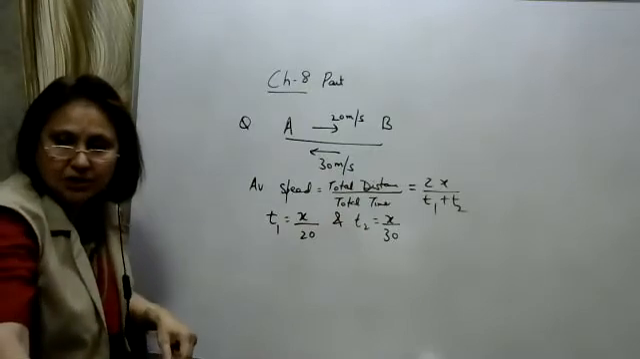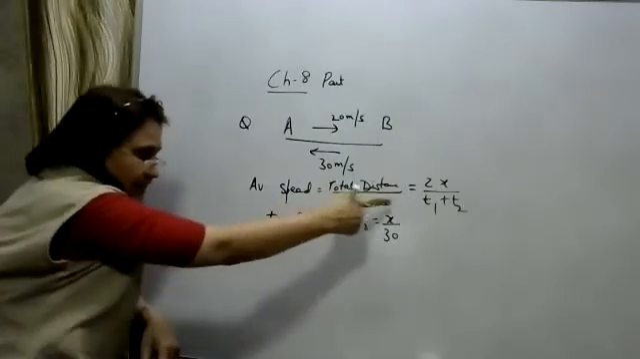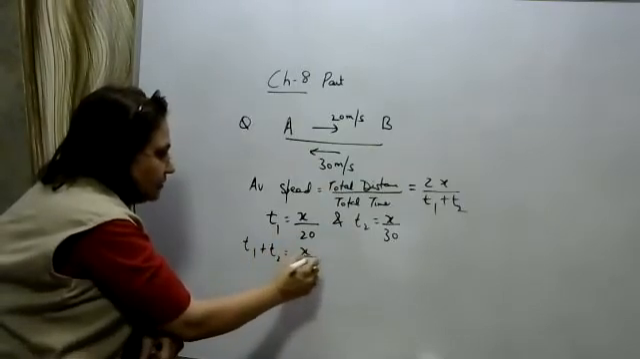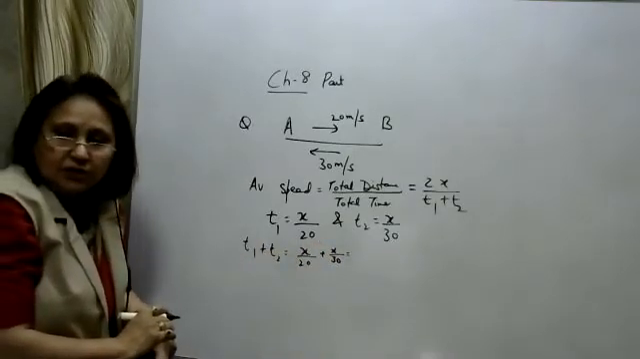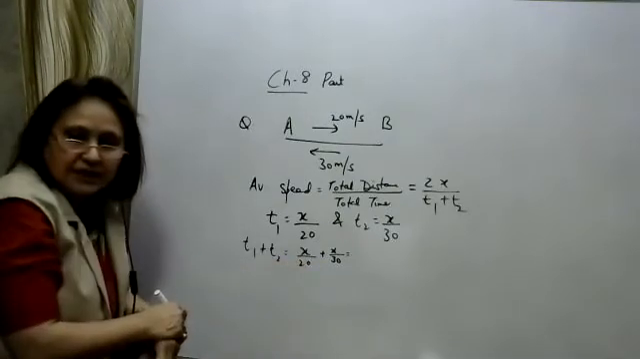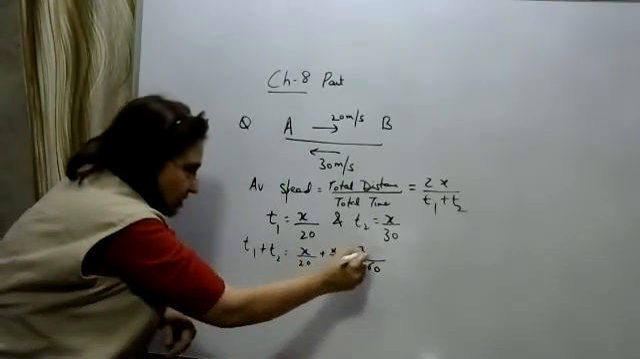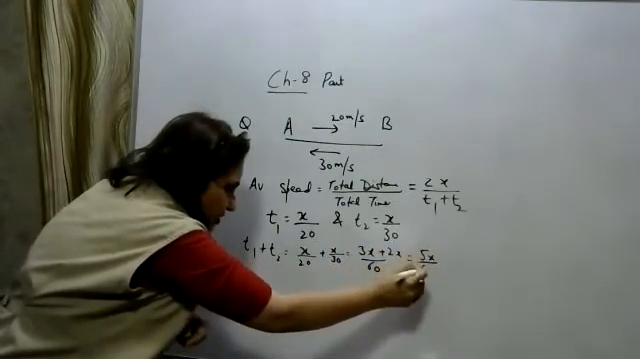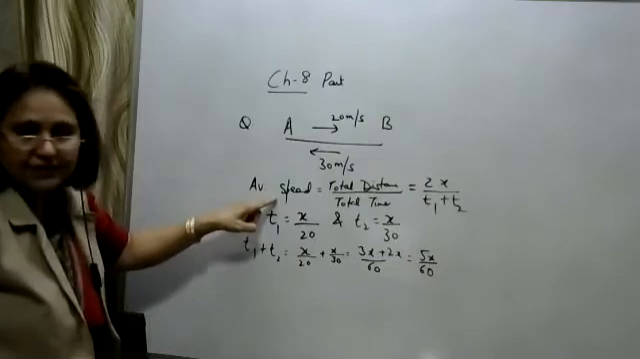First let's find out the total time T. The total time is equal to t1 plus t2. So let us find t1 plus t2 and then we'll substitute it. t1 plus t2 is x upon 20 plus x by 30. Let us take the LCM. 20 and 30, its LCM is 60. How much would it be? 3x plus 2x, that is 5x upon 60. So the total time taken is 5x upon 60.